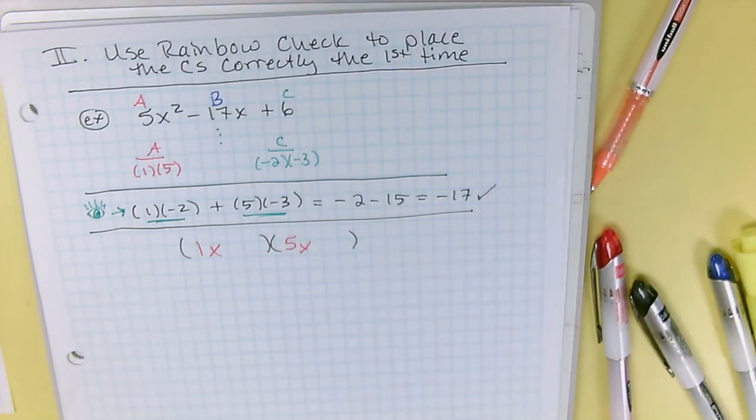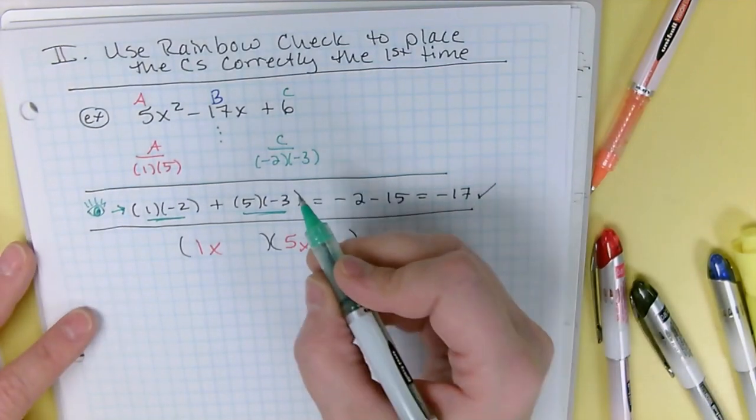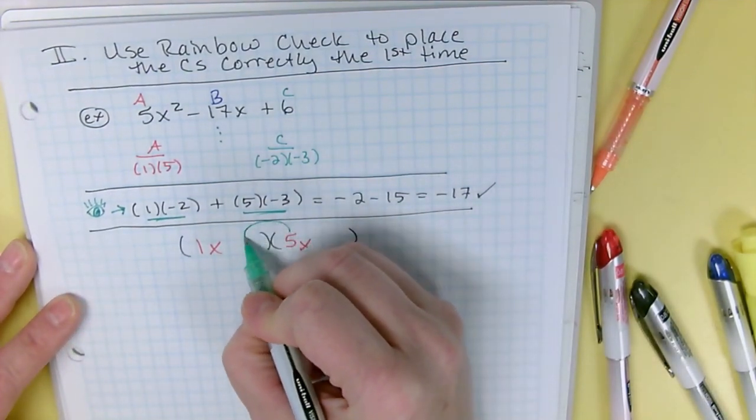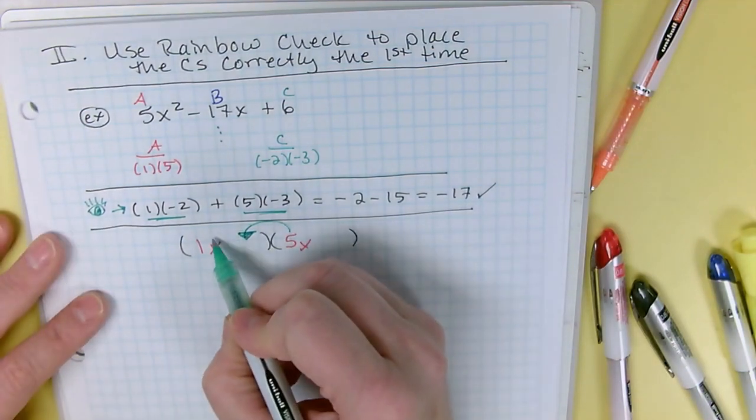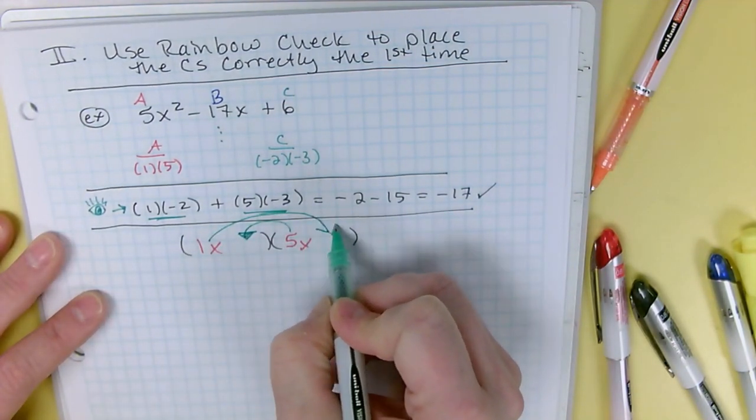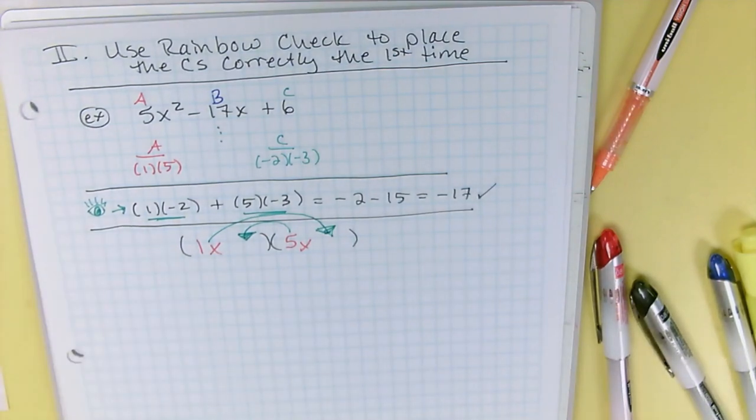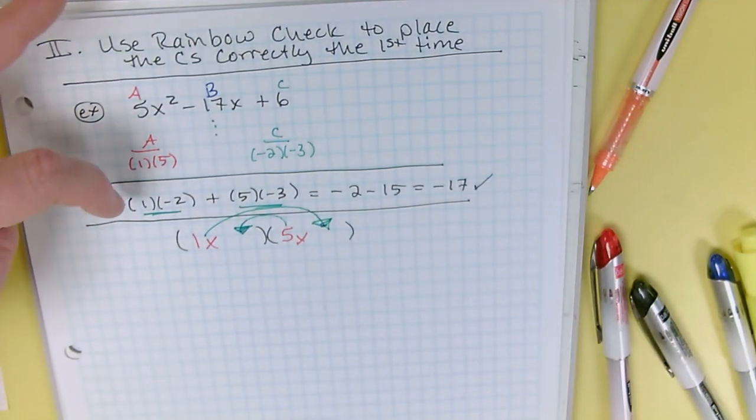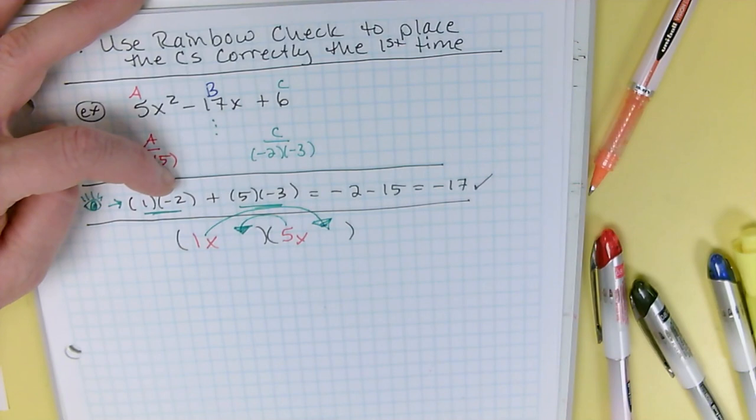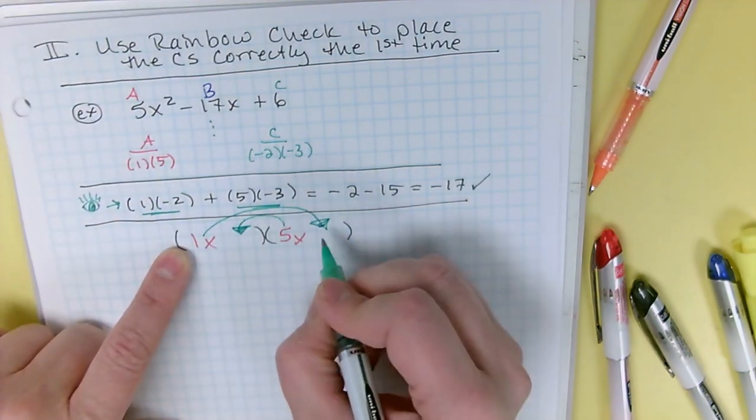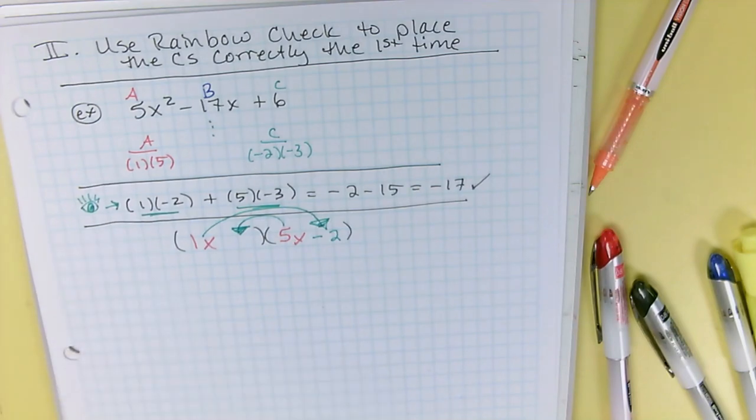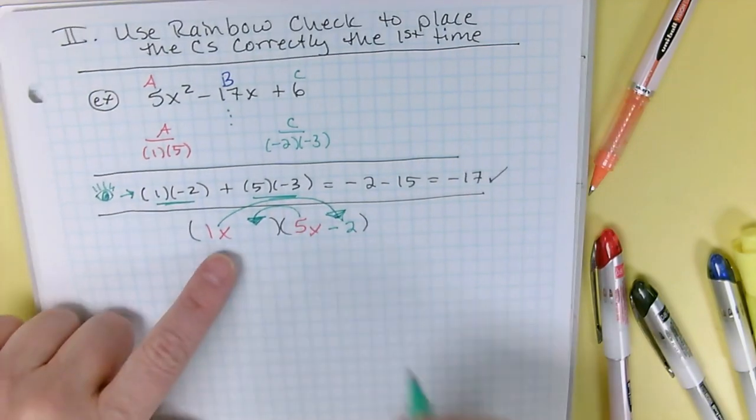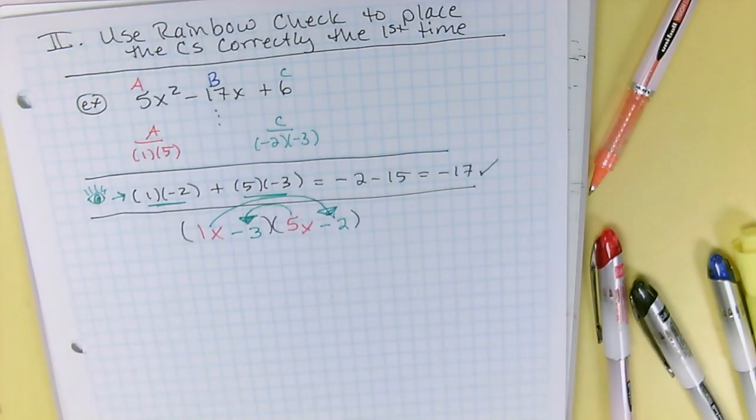So how is this going to help us? Well, remember in rainbow check, you're going to multiply the 5 times that number, and you're going to multiply the 1x times that number. That's your rainbow check. So I want the 1 to be multiplied by the negative 2. 1x is on the outside, so I'm going to put the negative 2 on the outside. In the middle, 5 is being multiplied by -3, so I'm going to put the -3 on the inside with the 5.